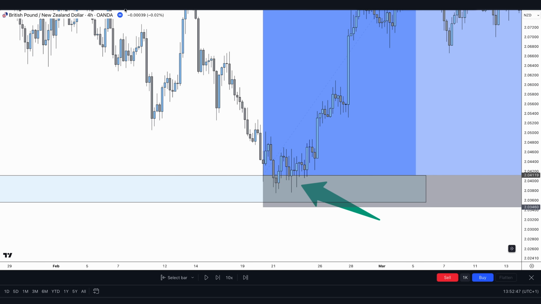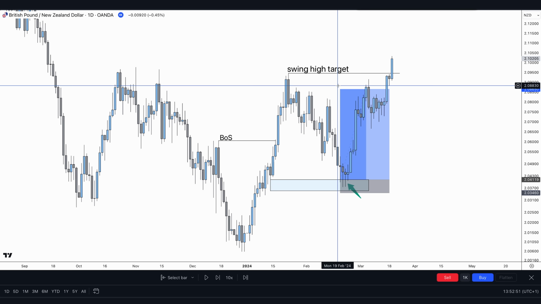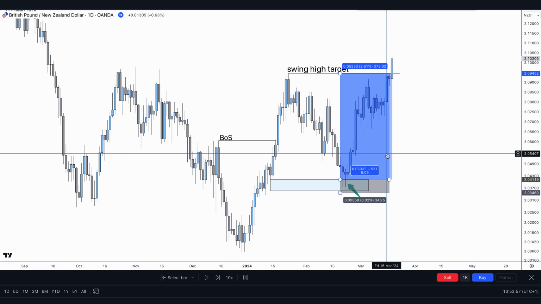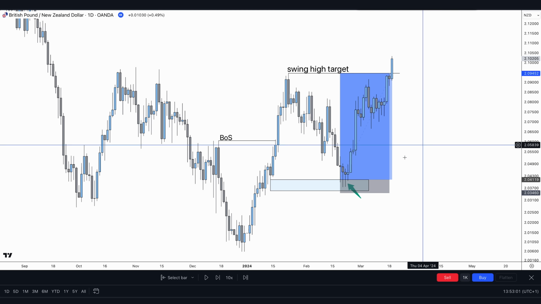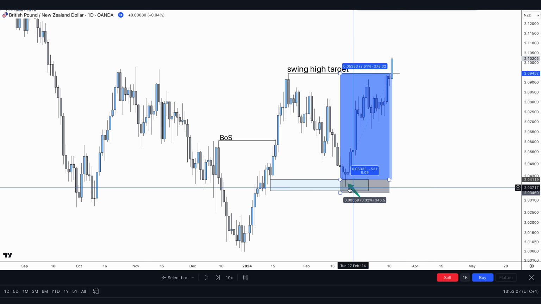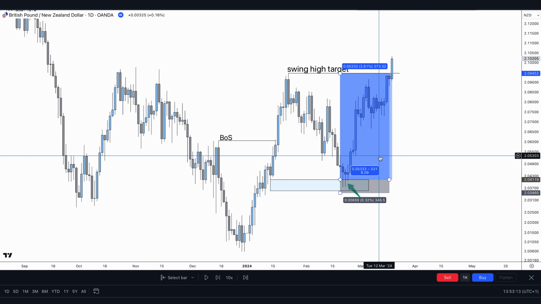Well, now we can see, if we jump back up to the daily time frame, by entering from this 4-hour zone, targeting the swing high, we've actually extended the profit potential of this trade from initially 3.14% at 1% risk to now 8.09% at 1% risk. Which means instead of making $3,000 for every $1,000 risked, we can make $8,000. So we've over doubled the potential of this position simply by refining the zone.